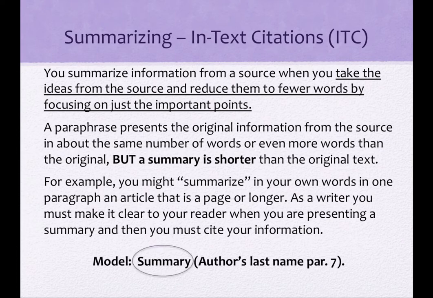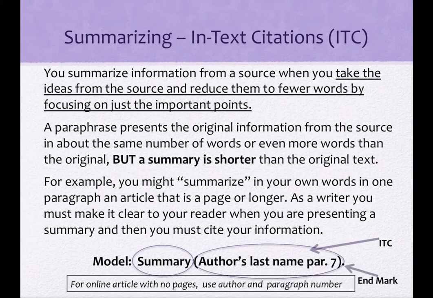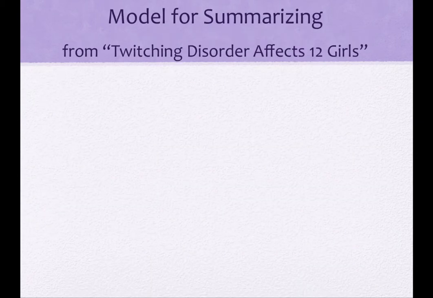Here's a model. If you were to provide the summary and then author's last name, and sometimes that's page number, sometimes it's paragraph number, and sometimes it's just the author's last name, because if people are known to summarize a whole short story, they can't identify every page or every paragraph. That's the in-text citation. There's the end mark.